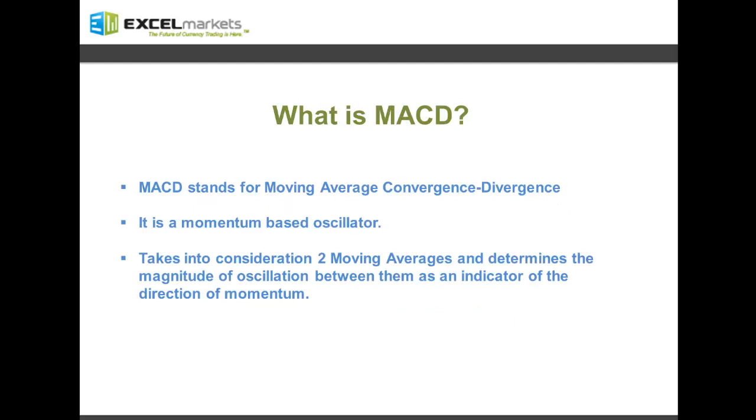So what is MACD? MACD stands for Moving Average Convergence Divergence. It is a momentum-based oscillator. A momentum-based oscillator gives an estimate about how quickly the price changes from highs to lows. Therefore, MACD being a momentum oscillator takes into consideration two moving averages and determines the magnitude of oscillation between them as an indicator of the direction of momentum.